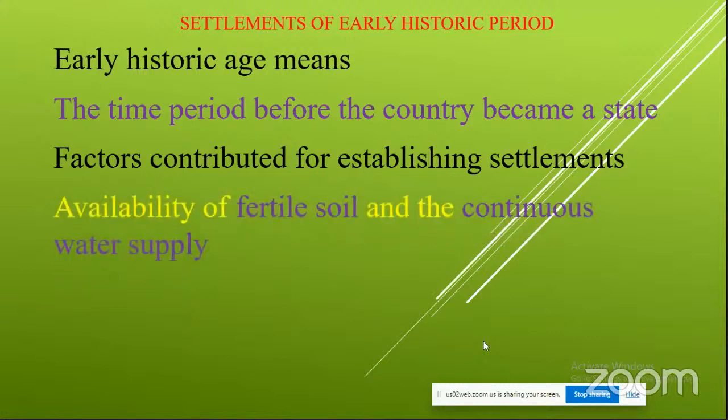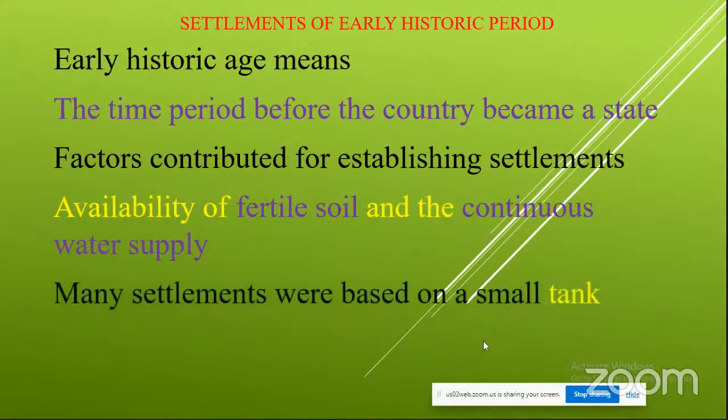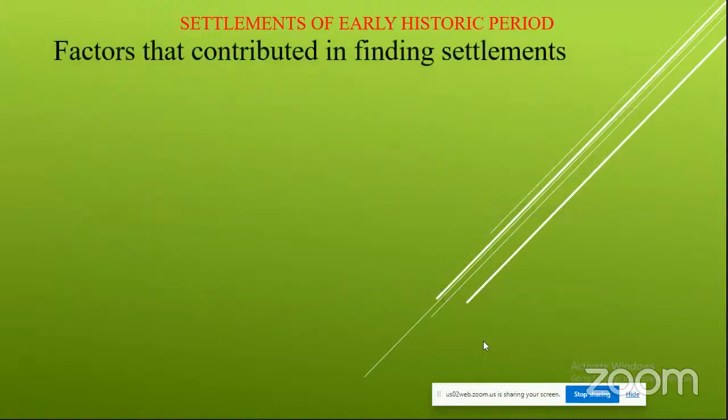However, they settled in fertile river valleys, even though they did not erect their houses in the river valley because of floods. But in every settlement they had a tank. Why? Otherwise they cannot store water. As they were not very close to river valleys, they had to construct a tank in their village to store water. And factors that contributed in finding settlements here.